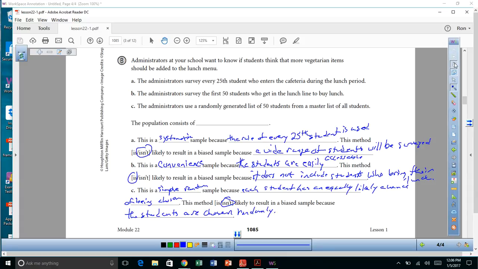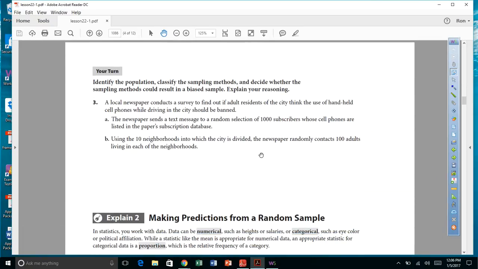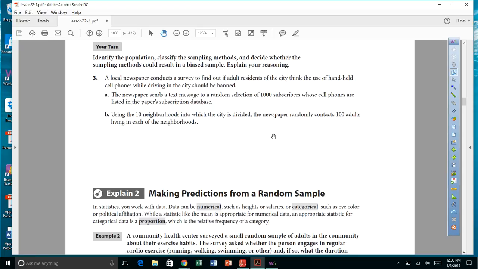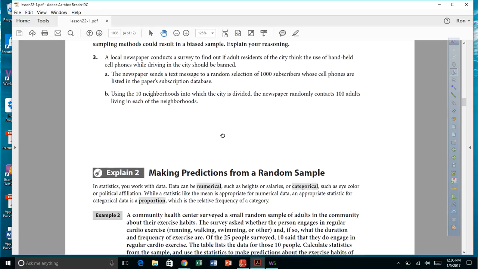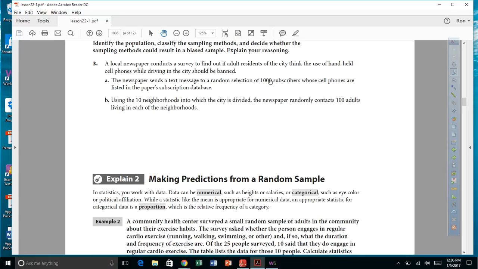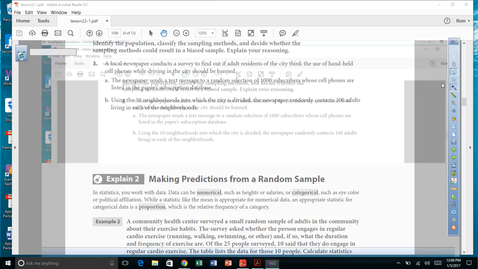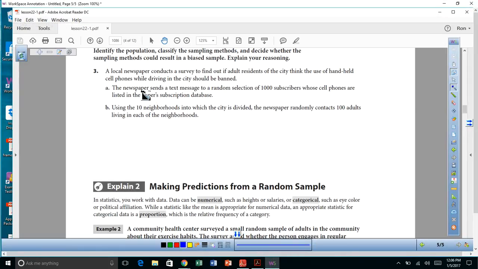All right, good, good. Your turn. Identify the population, classify the sampling methods, and decide whether the sampling methods could result in a biased sample. Explain your reasoning. So, 3, a local newspaper conducts a survey to find out if the residents of the city think the use of handheld cell phones while driving in the city should be banned. A, the newspaper sends a text message to a random selection of 1,000 subscribers whose cell phones are listed in the paper's subscription database.